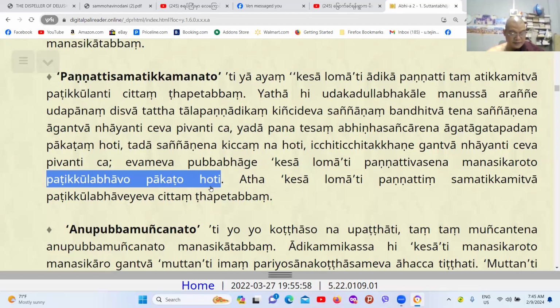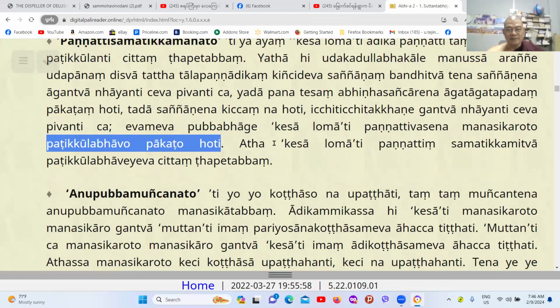Then he overcomes the concept of kesa loma. He doesn't see kesa loma anymore, just repulsiveness. The mind exists only with the repulsiveness. The mind does not hold kesa loma and those things, just repulsiveness. So whenever he contemplates these 32 parts of the body, only repulsiveness appears in his mind.